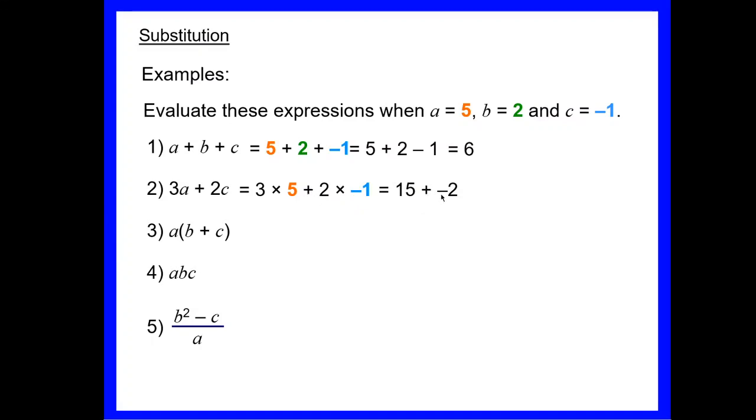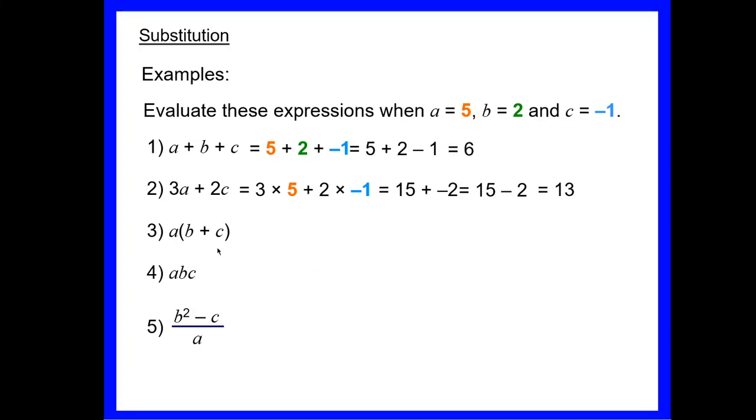Again, I have 2 symbols. We need to change that to 1. So a positive and negative, 2 different symbols together, make a negative. So that's 15 minus 2. And our value is 13. So with these, you really do need to do just 1 step at a time. Don't rush it, don't try to do too much at once.